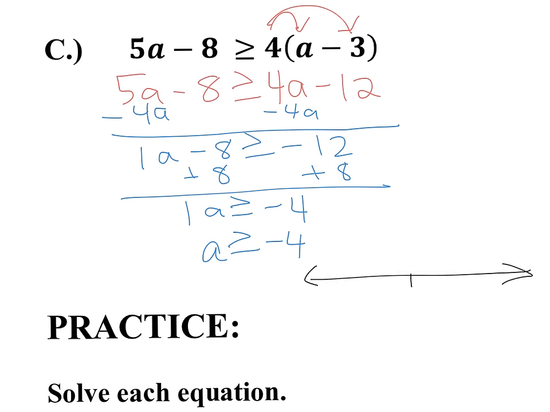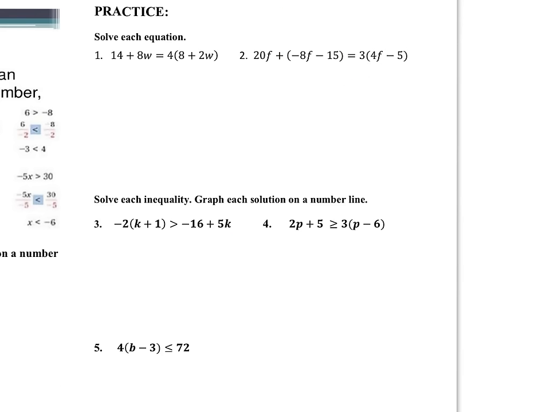So I have negative 4 as my center, and I have negative 5, negative 3. This time it is a closed circle, and it is moving towards the right. Now go ahead and take a few minutes to answer the 5 practice problems on your own.